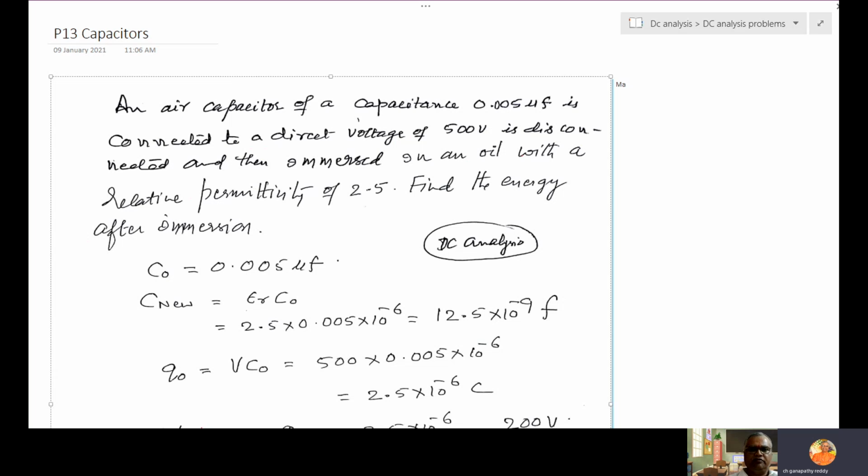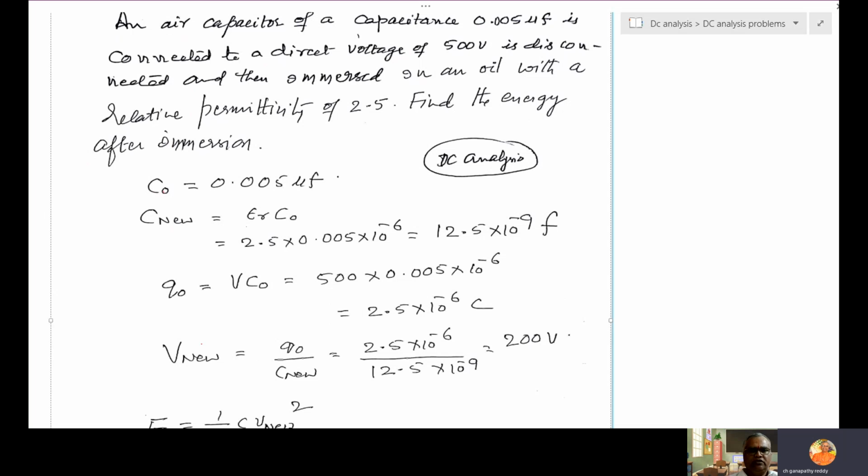Then it is disconnected and immersed in oil with a relative permittivity of 2.5. Find the energy after immersion. The air capacitor is this much. After being immersed in the oil, its permittivity is 2.5, so the capacitor value is increased by 2.5 times. So 2.5 times this is the new capacitor value. What is the original charge Q naught? V into C naught. V is 500 volts, and C naught is already there. So this much charge it is having.